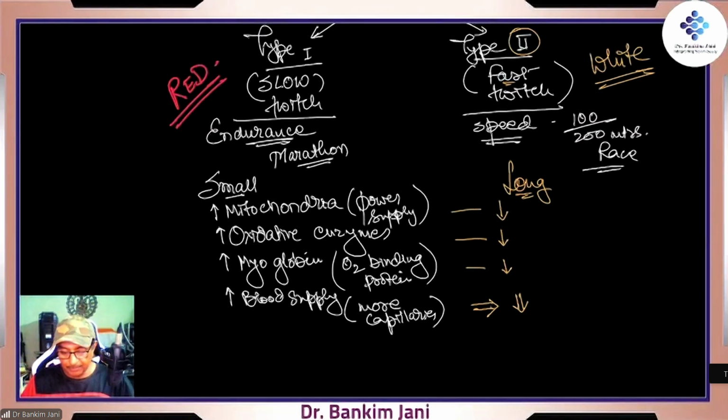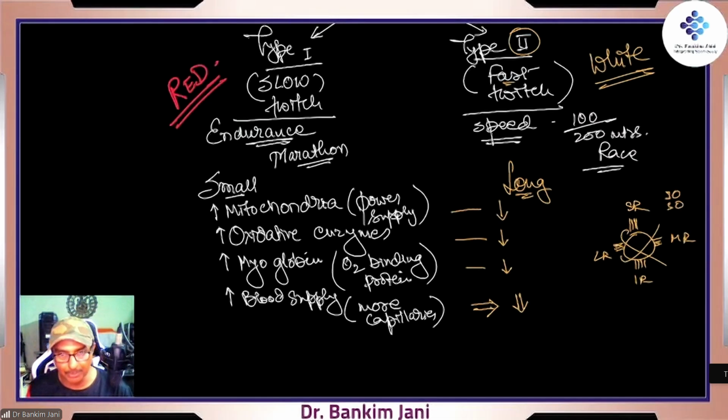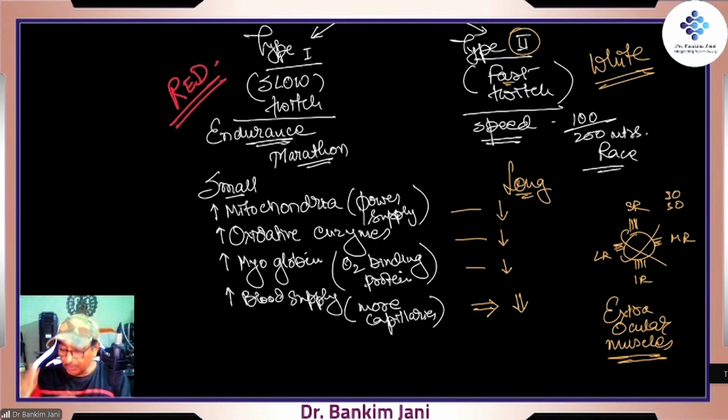Makes complete sense. If you look at an example, the muscles of the eye, the extraocular muscles. If this is the eyeball, it has 6 major muscles. This is the superior rectus; rectus means straight. Then the inferior rectus, medial rectus, lateral rectus, and then there are 2 oblique muscles, the inferior oblique and the superior oblique. All these are called the extraocular muscles. These are the muscles responsible for the movement of the eyeball. So these are slow.